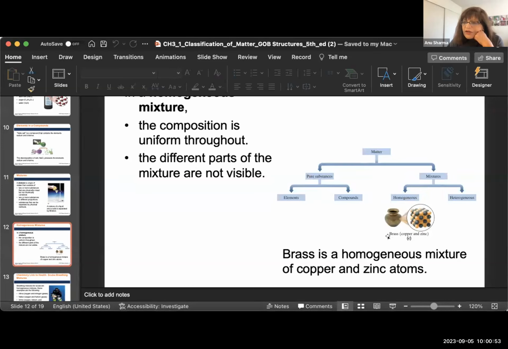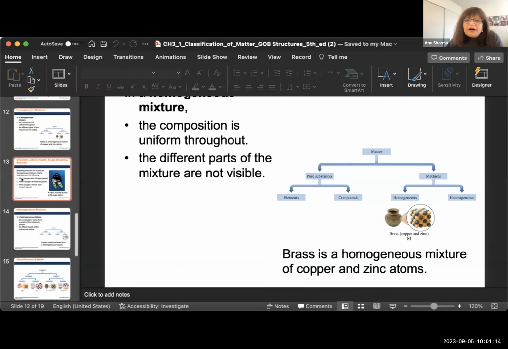Now, here is brass. Brass is a mixture of copper and zinc. Look also at sugar and salt. They mix together, and they give you a mixture. It looks the same. So homogeneous mixtures are all one.